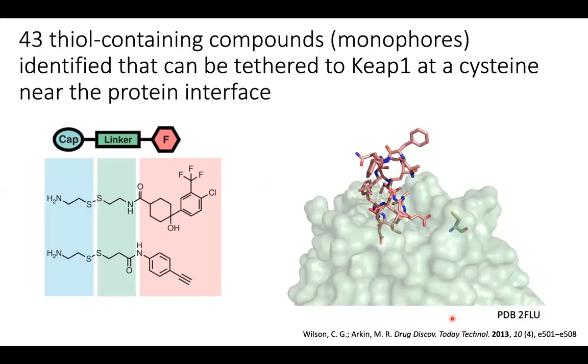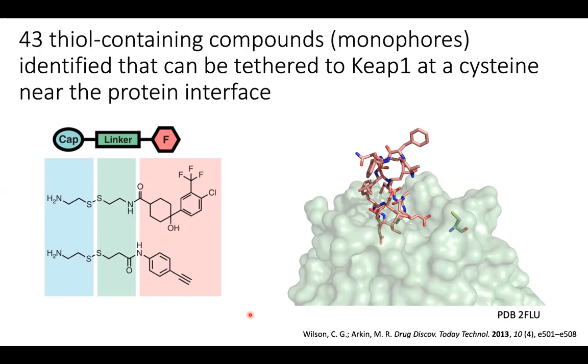A previous study by our collaborators at UCSF in the Arkin lab identified 43 of these thiol-containing compounds, which we call monophores, that can be tethered to Keap1 at a cysteine residue near the Nrf2 binding site. So that cysteine residue is shown here, cysteine 434, and in pink here is the Nrf2 peptide. So this is very close to this binding site right here. These monophores are designed with three functional elements. First, the fragment warhead I discussed earlier, which interacts with the protein surface. Second, the linker fragment that contains the thiol for tethering. And finally, a solubilizing cap, which facilitates disulfide exchange as well as keeping the monophore soluble in aqueous solution.